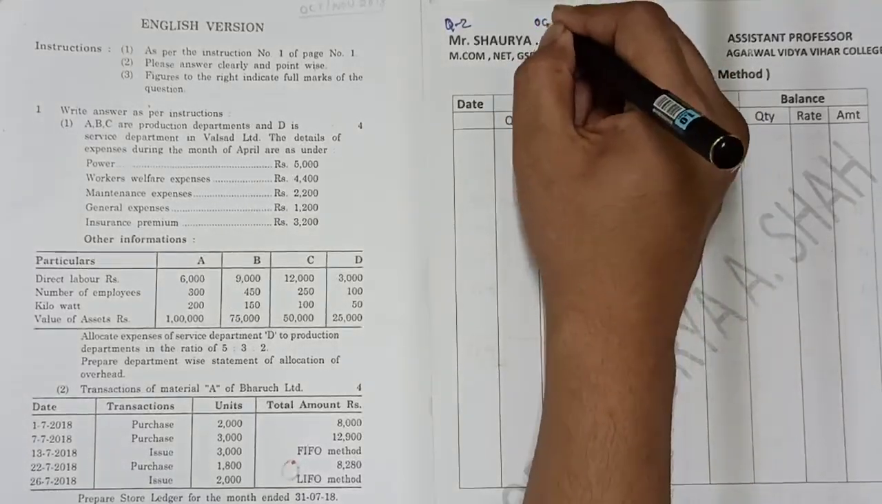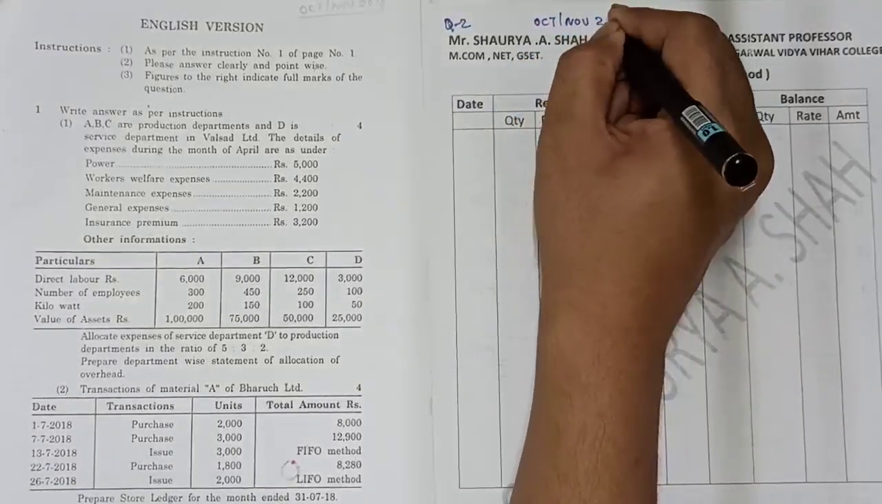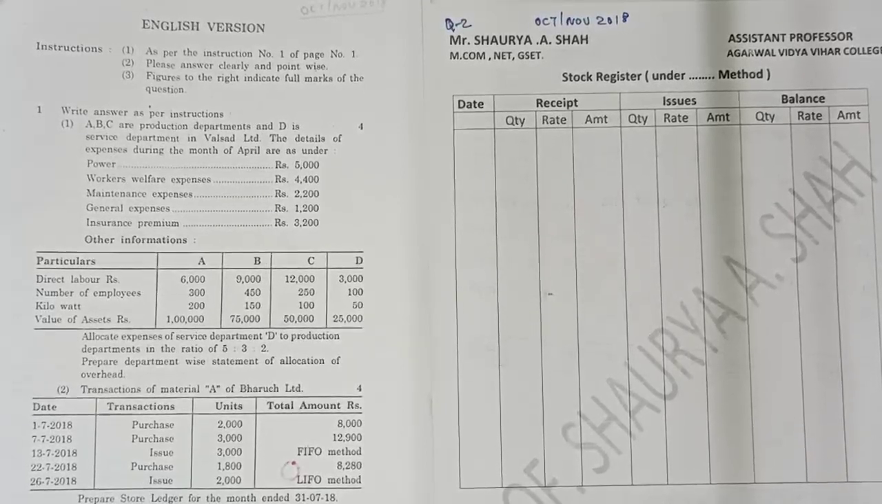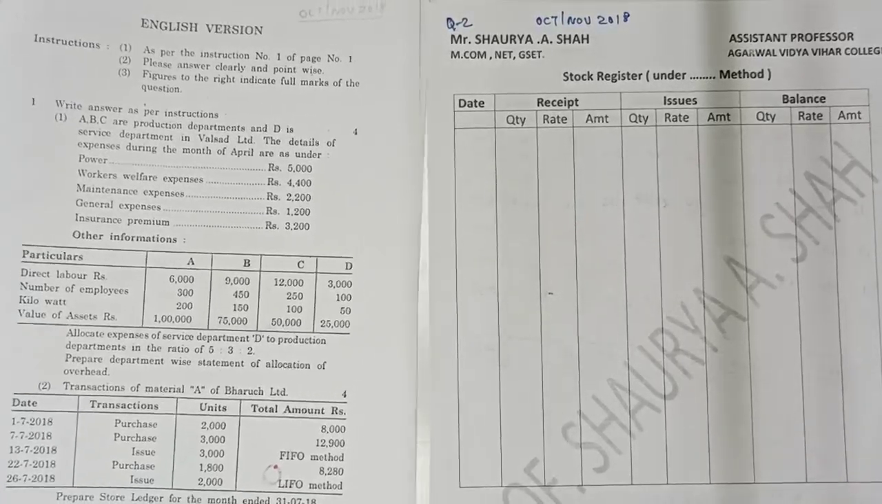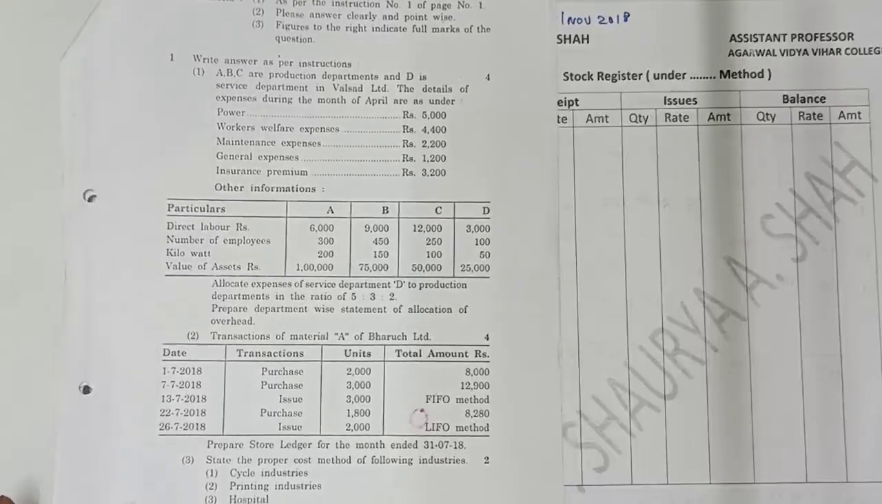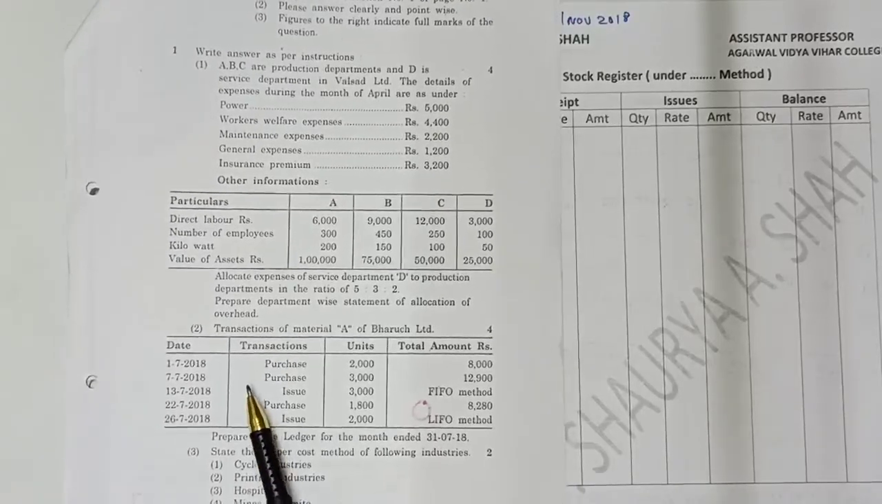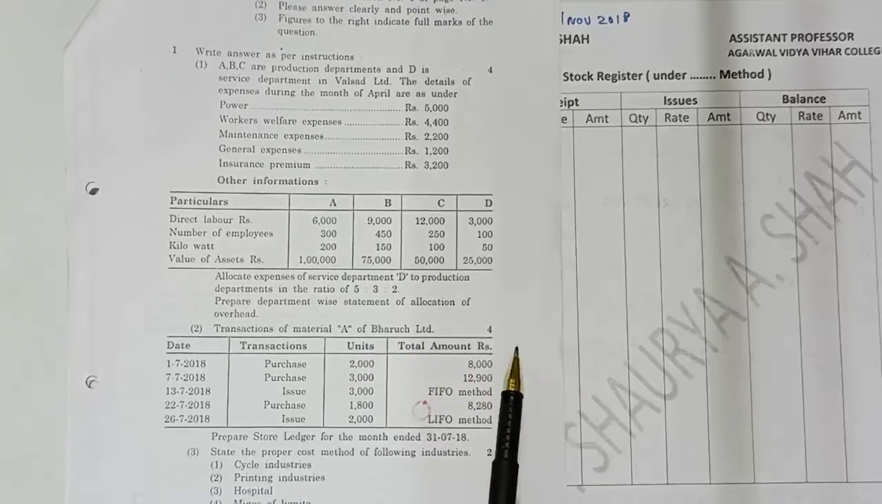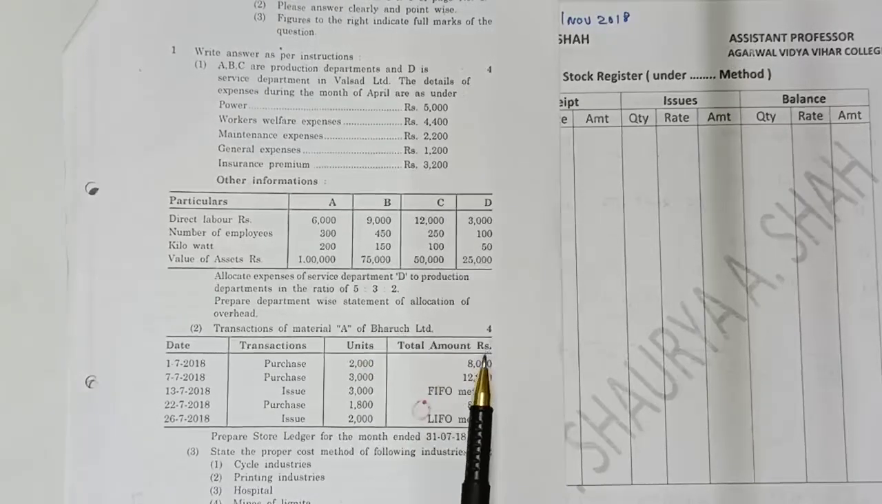So this is my October, November 2018, question number 2, Bharuch Limited, right? So what is given in the sum, students? We'll understand this first in detail and then we'll start with the sum. As you can see, transactions of material A of Bharuch Limited, 4 marks, right? This is for 4 marks which is asked.